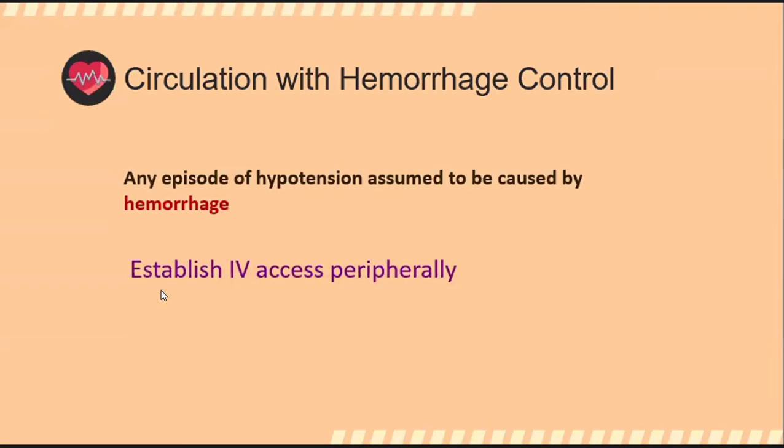Pero meron tayong term, wala yan sa Schwartz, nasa ETLS, your permissive hypotension. Sabi nila, hindi dapat aggressive yung resuscitation. Yung dapat aggressive ka kung nahanapin yung source ng hemorrhage. Hindi masyado sa resuscitation, but hanapin yung source ng hemorrhage. Bakit?